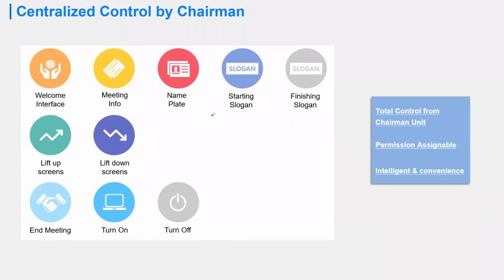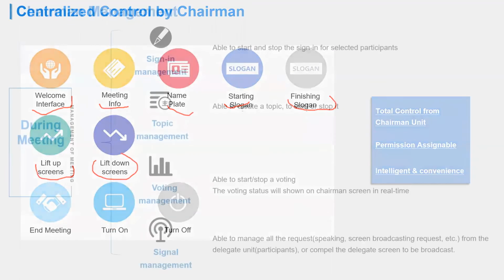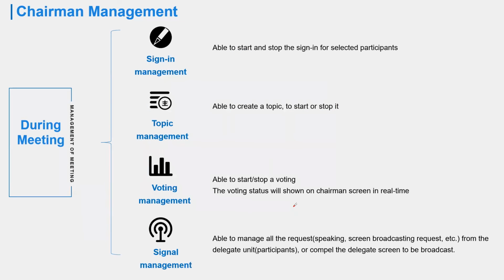Next one, we have the centralized control by the chairman. You can set the welcome interface on the big screen, and meeting info, nameplate, starting slogan, and finishing slogan, and so on. The chairman could use the priority to lift up or lift down the screens at the same time. And at the end of the meeting, the chairman could turn them off or on. These are some contents about the chairman's management.